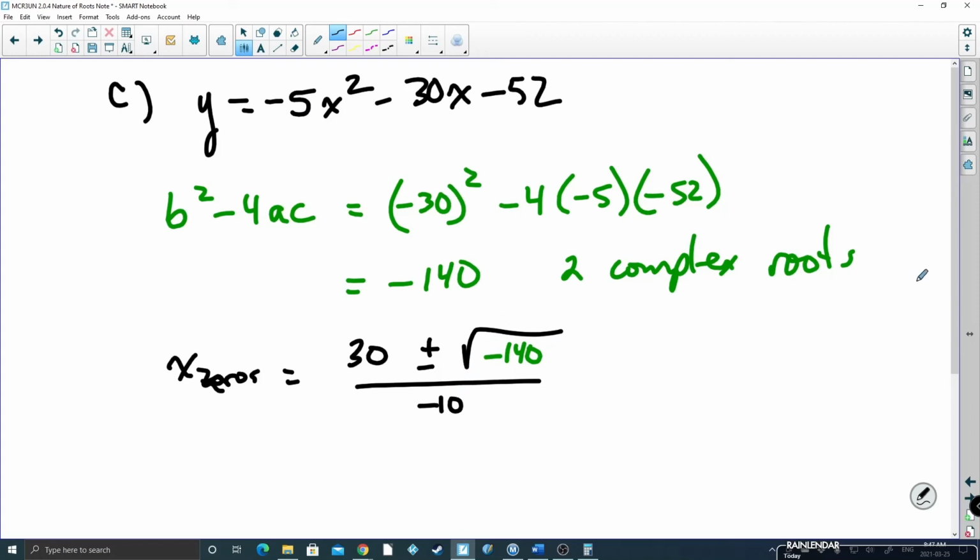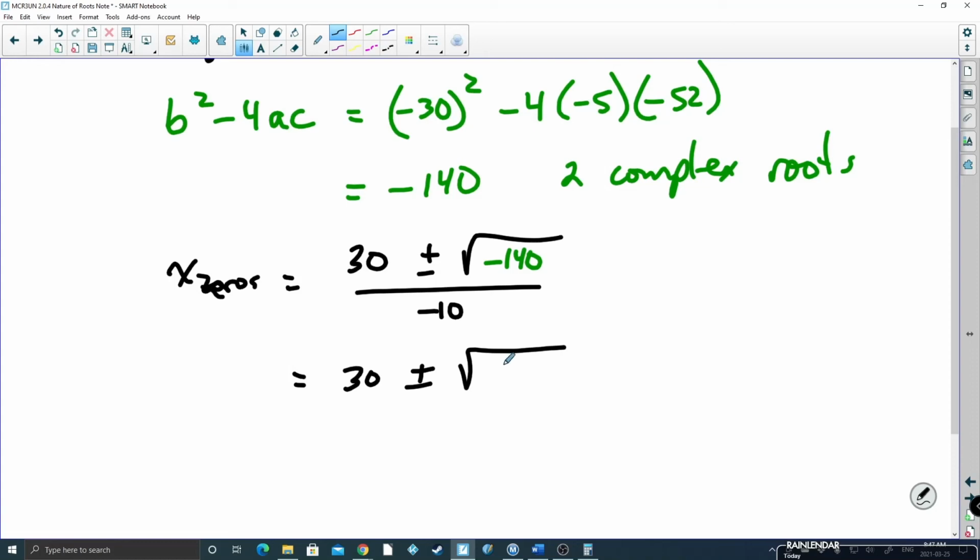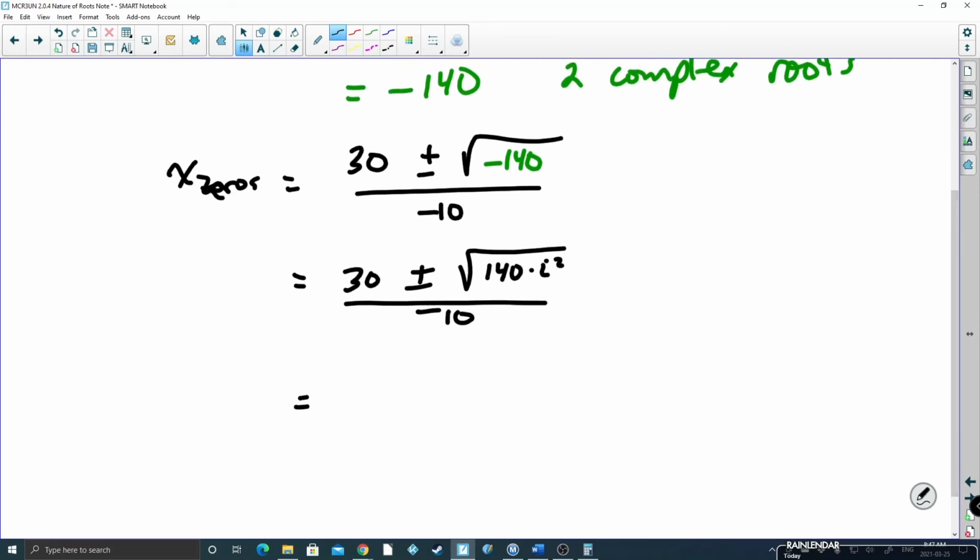So what are we going to do with the square root of negative 140? Well, we're going to treat it as a complex number, which means changing the negative 1 into an i squared. And once you've done that, you can now split it up into your 2 answers.